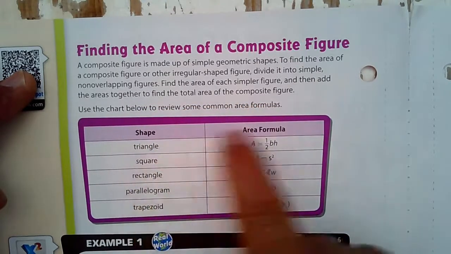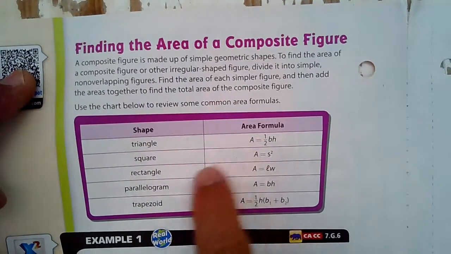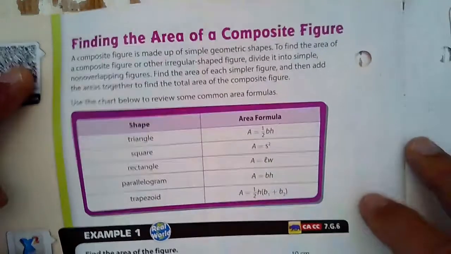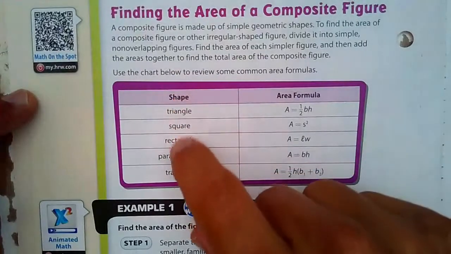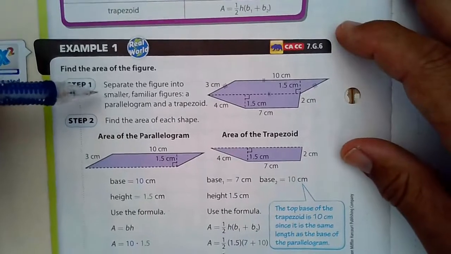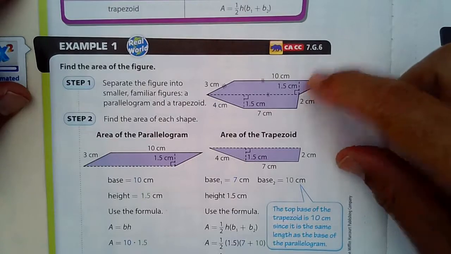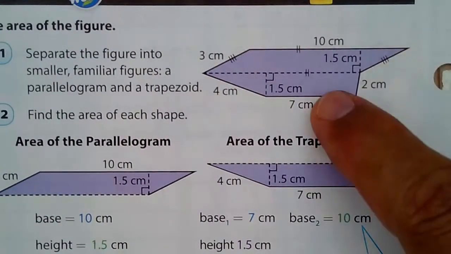So we have this review here, and this is back from 6th grade, with the areas of a triangle, square, rectangle, parallelogram, and trapezoid. And we're going to use these areas to find the areas of these more complex shapes, breaking them down and adding them together. So here, to find the area of this figure, I would say we have a parallelogram up top. I'll zoom in a bit here. So we have a parallelogram here, and we have a trapezoid.